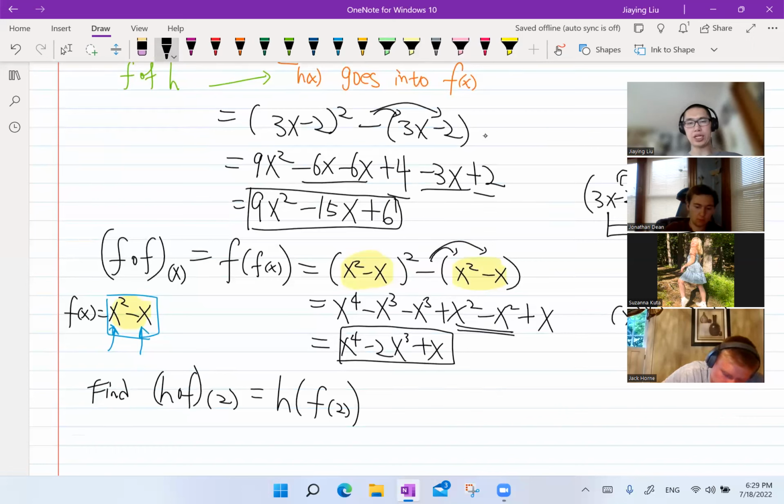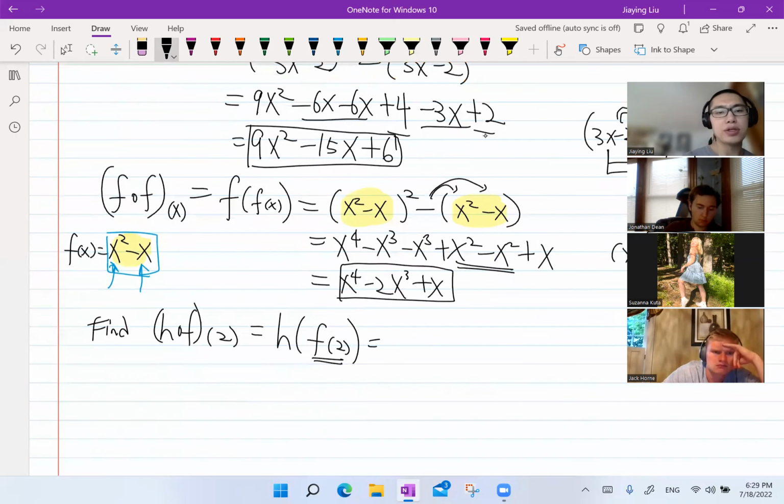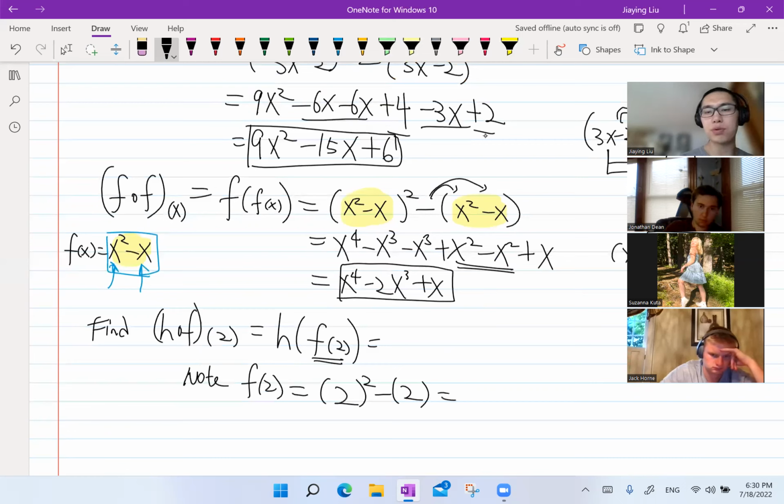So what we do is we're going to take 2 and put it into the f function first, because 2 is the input of the f function. And then whatever we end up with, we're going to put into the h function. So the first thing we're going to find is f of 2, which is taking 2 and putting it into the f function. f has x squared minus x, but instead of having x there, we're going to put 2 inside. So we get 2 squared, 4, minus 2, which is 2. And that's f of 2.